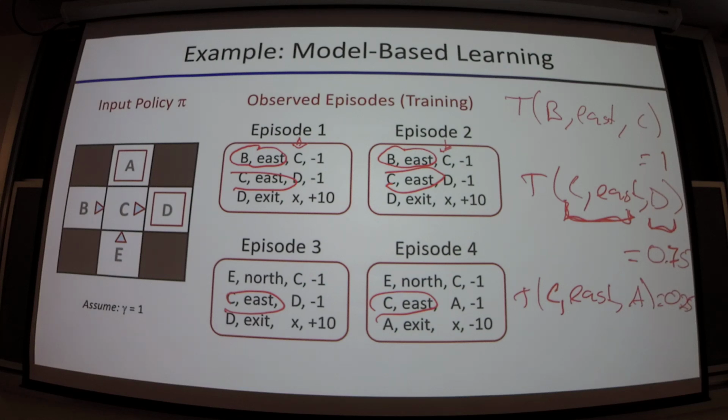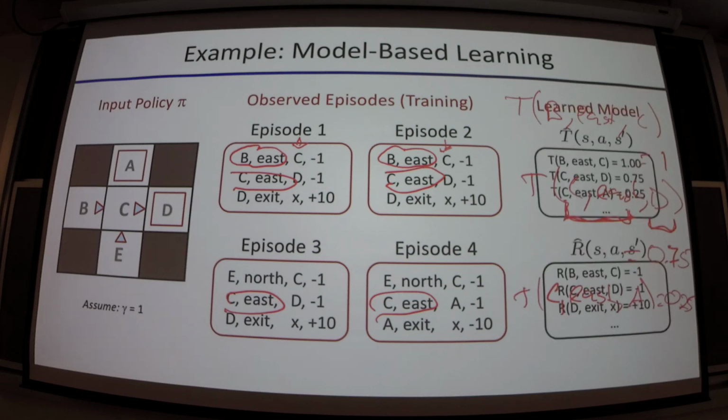And we can do this for every state-action pair, to come up with an approximation of the transitions based on the counts that we've seen happen in practice. We do the same thing for rewards. So that may look something like this, right?